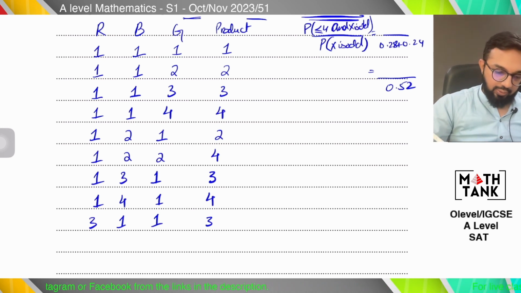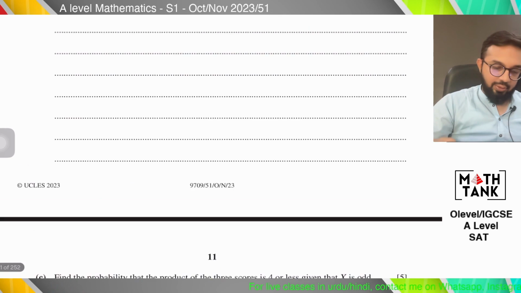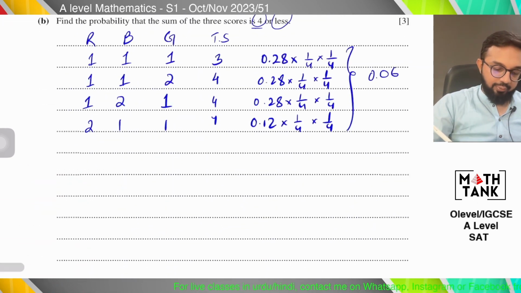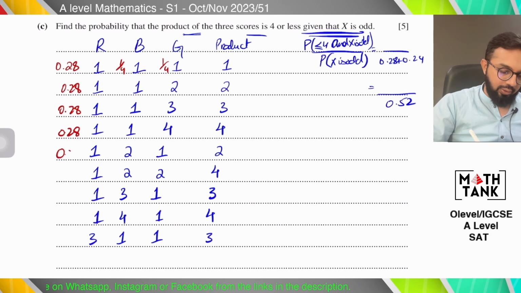If I want to calculate the probability of this one, I'm going to say that this is 0.28 as was given here. And then since blue and green are unbiased, it's 1/4 and 1/4. So that's 0.28, 0.28, 0.28, 0.28. So a lot of 0.28s, and then 1/4, 1/4, 1/4. All of these are identical.